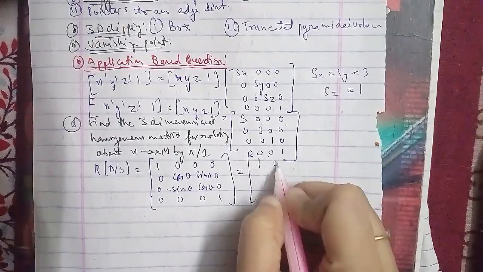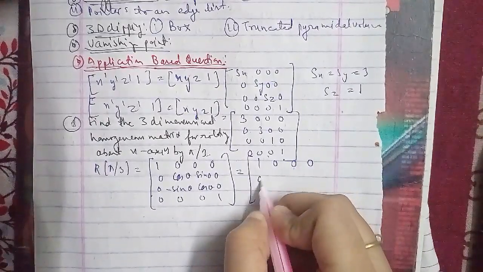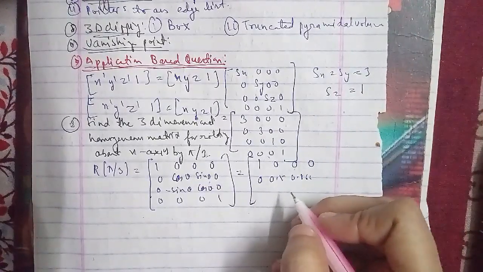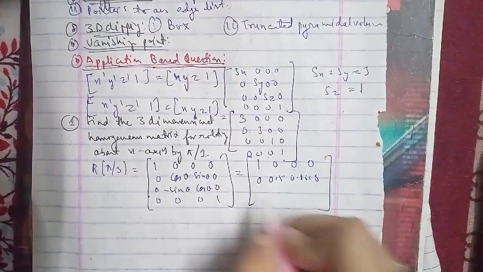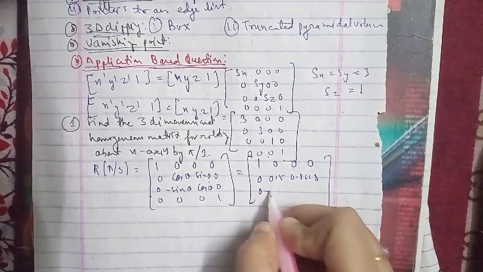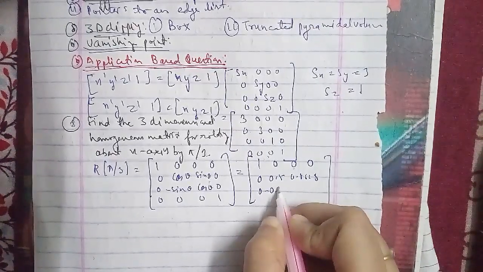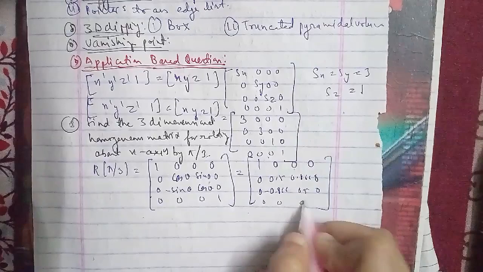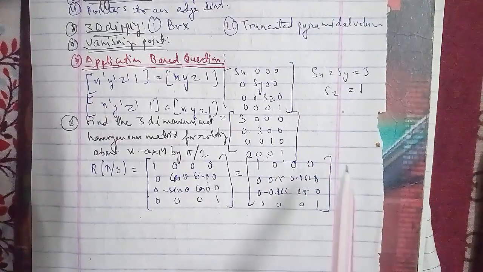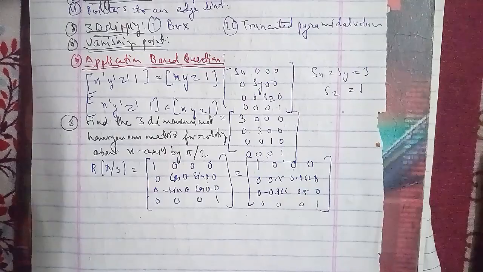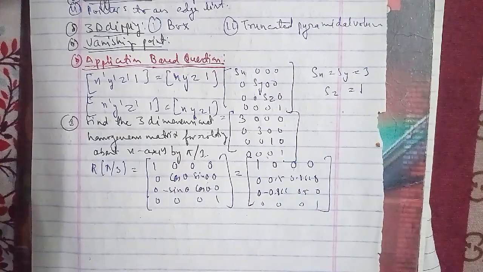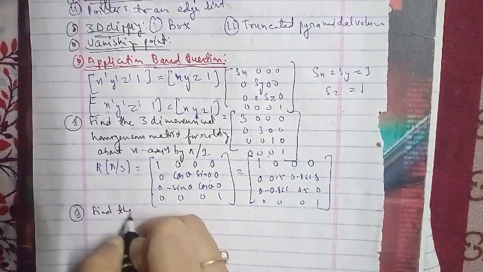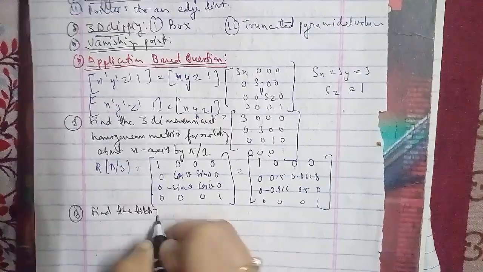Now we'll go ahead with the other question that we have to solve: find the tilting matrix as a rotation about the x-axis followed by a rotation about the y-axis. So this is the question that we will solve.